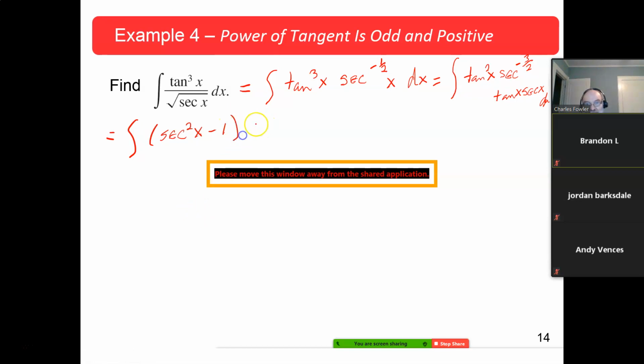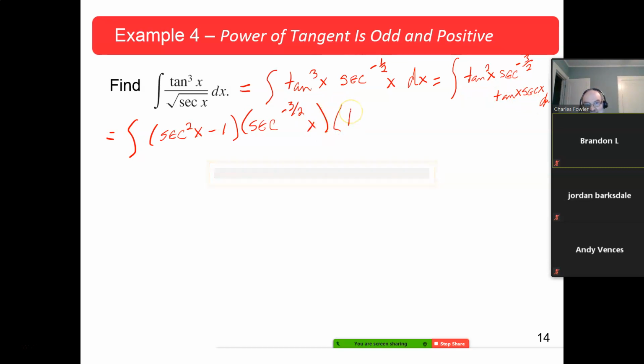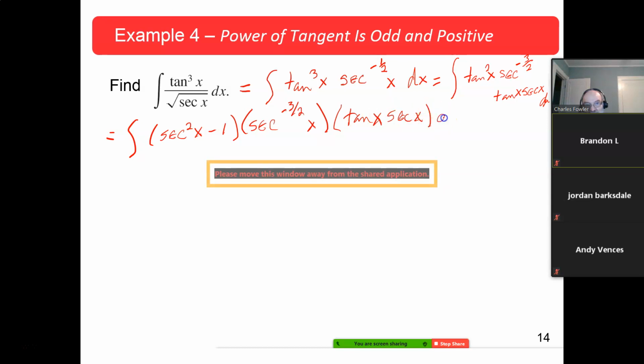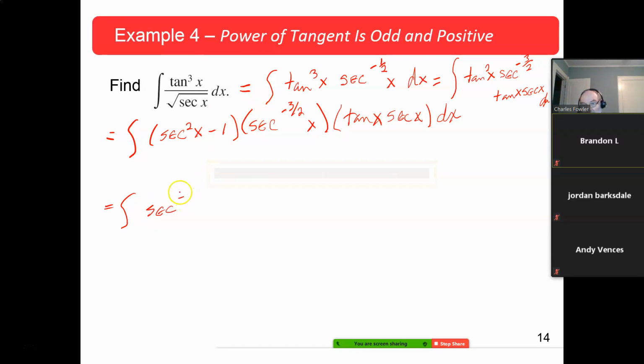Because 1 plus tangent squared is secant squared, so tangent squared would be secant squared minus 1. This is multiplied by the secant to the minus 3/2 x, which is sort of ugly looking, but it's doable. And then this is your derivative of secant, I'll leave it as tangent x times secant x dx. So let's distribute this secant to the minus 3/2 x across here. Now this is secant to the 4/2 times secant to the minus 3/2, that would be secant to the positive 1/2 x.